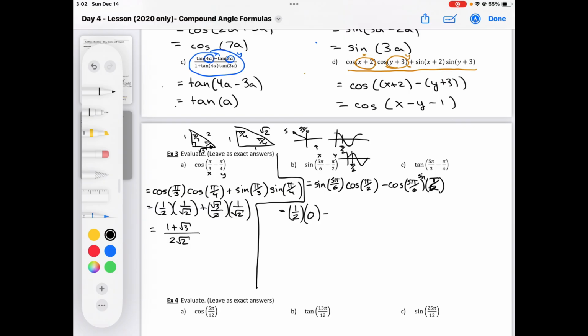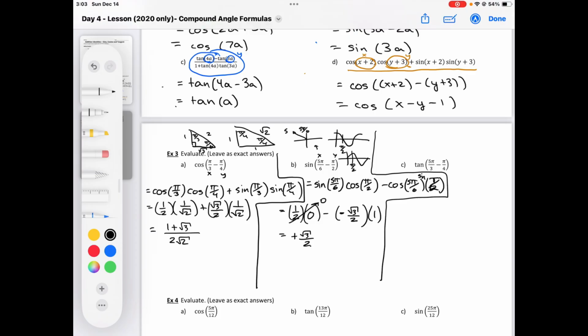Cosine of 5 pi over 6 is negative because it's in the second quadrant and is root 3 over 2. Sine of pi over 2 is 1. That's where sine is at a maximum. This term goes to 0, and then I'm going to have positive root 3 over 2.